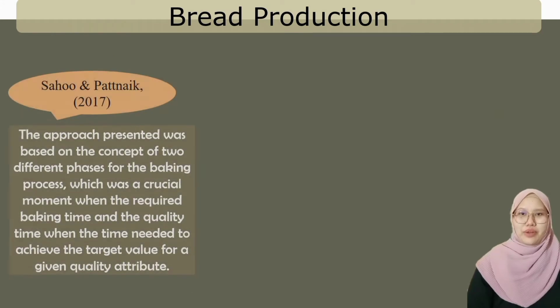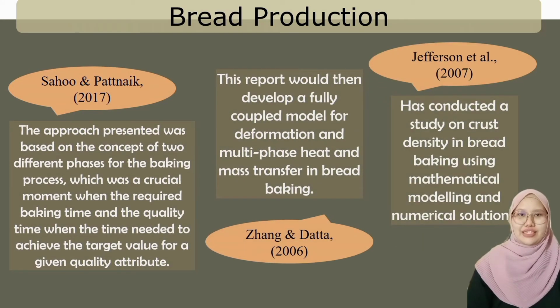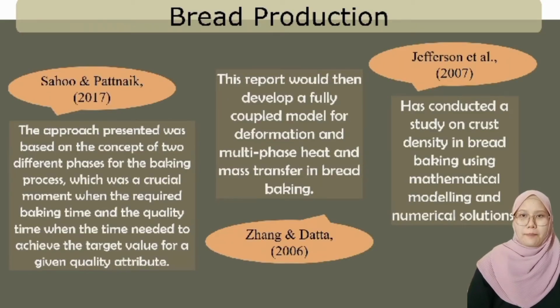Next, about the bread production. There are a few research done by Saho Patnaik 2017, Zhang and Data 2006, and Jefferson et al. 2007. The previous research studied bread production using other methods, but the main goals were to produce good quality bread based on manufacturers, such as to find the exact temperature to bake the bread, to improve the consistency of the bread, and to formulate the crust density of the bread.